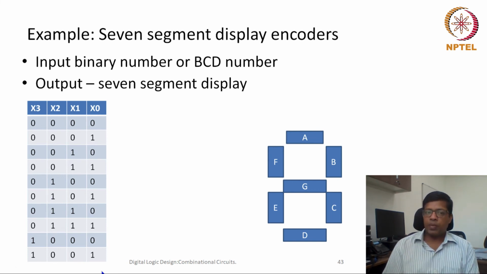12, 13, 14, 15, I would say that because we are considering only BCD numbers, we can simply ignore them, or we can use them as don't care conditions to make our output efficient.